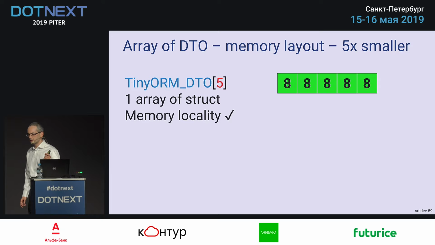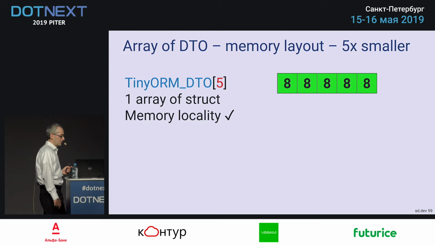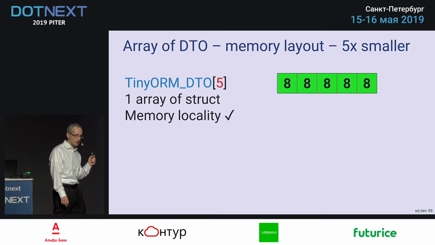Let's say we have an array of 5 tiny ORM DTO elements. This array is laid out in memory visually the way you see there in the green. Each cell is occupying exactly 8 bytes, as we've seen. It's just a simple single array of struct, and it has great memory locality.